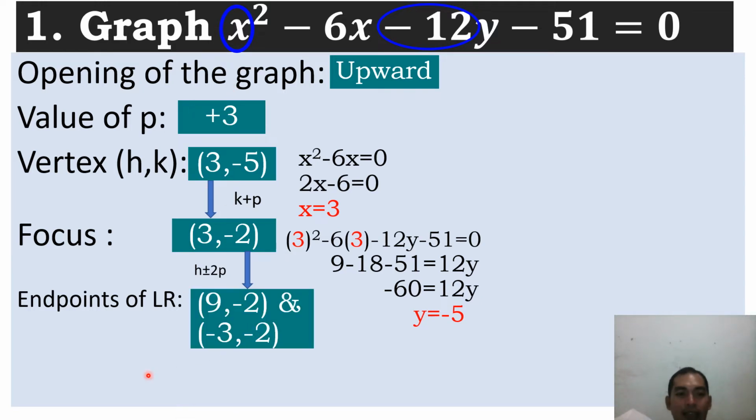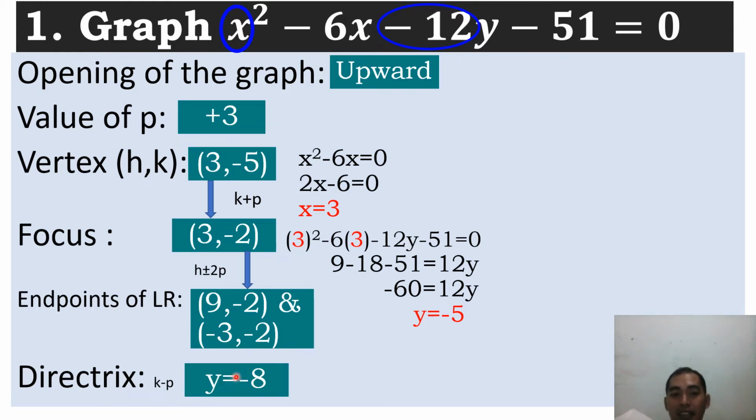So this one. At may bonus pa, yung directrix natin is kung ano ang opposite ng variable, leading variable, yun ang variable na gagamitin sa directrix. So, it's y equals negative 8. Paano naging negative 8? It's variable y, so we get the vertex value for y, then opposite of the value of p. So, negative 5 minus 3 is negative 8.